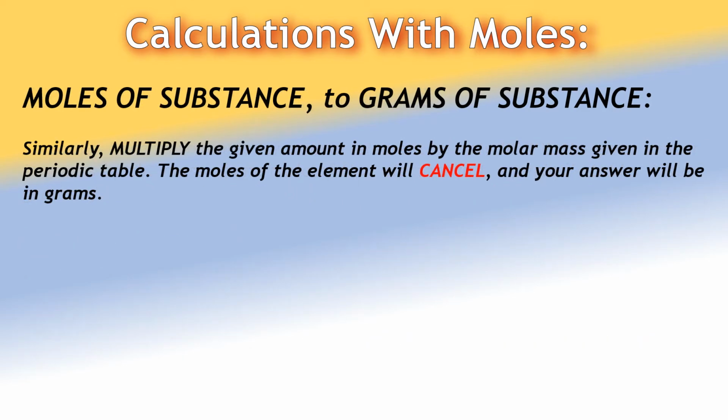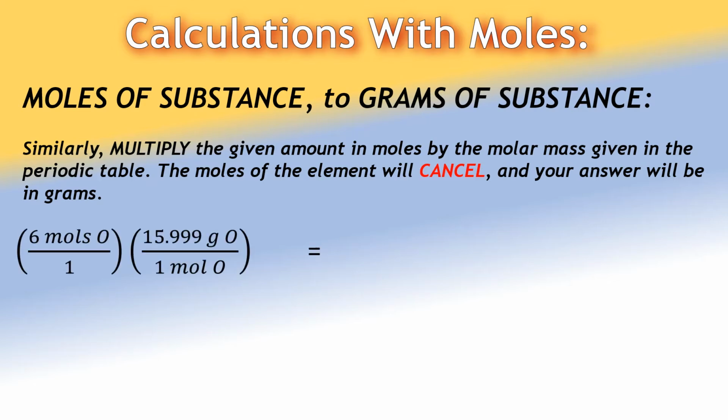Now, what if we want to reverse it? Instead of going from grams to moles, we want to go from moles to grams. Well, that's even easier, because here, instead of dividing, we're just going to multiply. But notice that we're still going to use the molar mass of that substance as the conversion factor that allows us to cancel one unit and replace it with another.